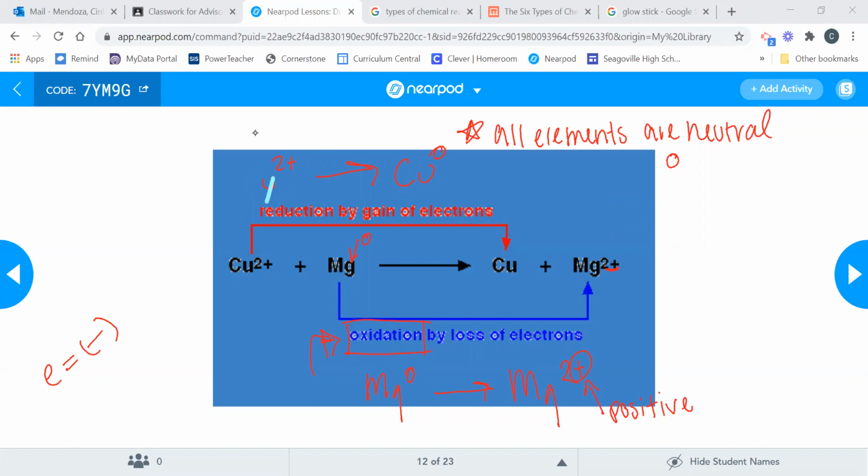And a good way to remember this is that if you're being reduced to nothing, then that means that you're in a bad place. That's one way to remember it. Just like the word being reduced, you're taking stuff away from you. Another way to remember it is OIL RIG. So O is going to be oxidation, I is going to be is, L is going to be losing.